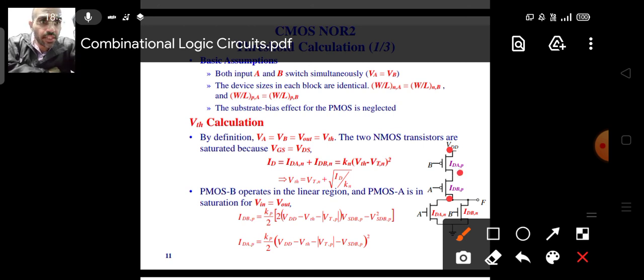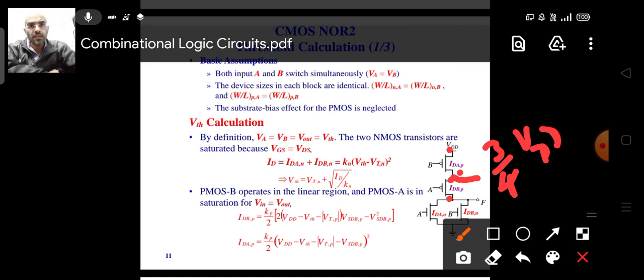So what will be the voltage at this point? If this point is VDD and this point is VDD by 2, then this will be in between them, which is 3/4 of your VDD, right? So let's assume this is 3/4 of VDD. So the voltage drop across each of them is 1/4 of the VDD, and the total voltage drop is VDD by 2.